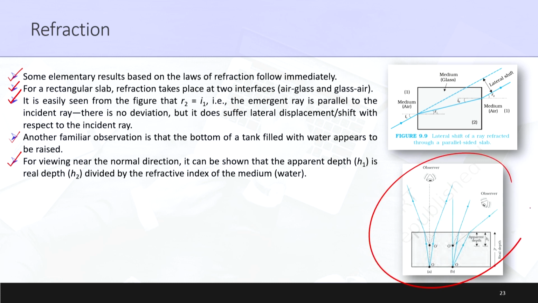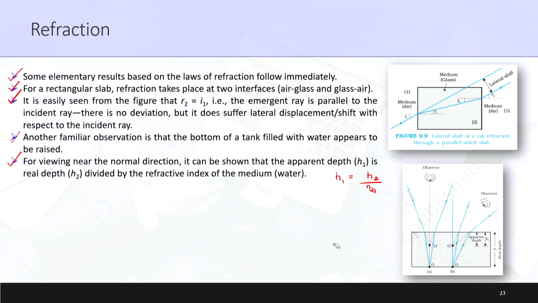I guess you would have understood this phenomenon in your class 10th also. So, let us move on. This is just the basic theoretical portion: refraction of light also leads to lateral shift and the apparent depth concept. For this concept you just need to remember that h1 is equal to h2 upon the refractive index of water, n21. So, let us move on to the next concept now.